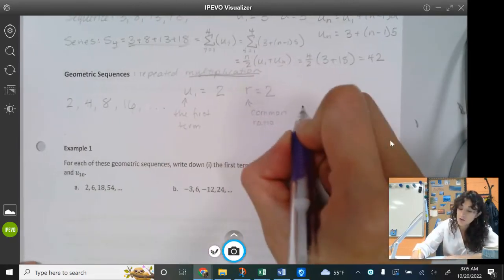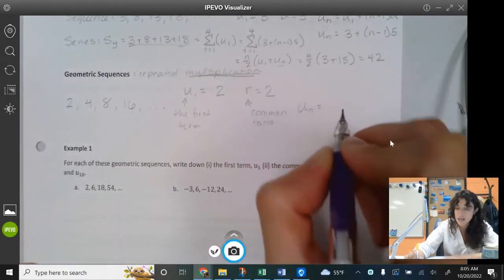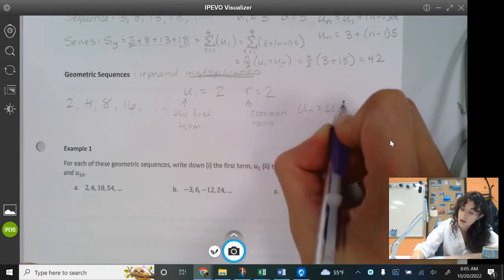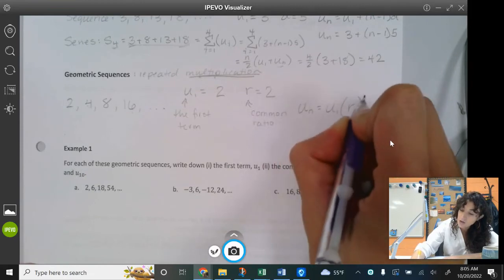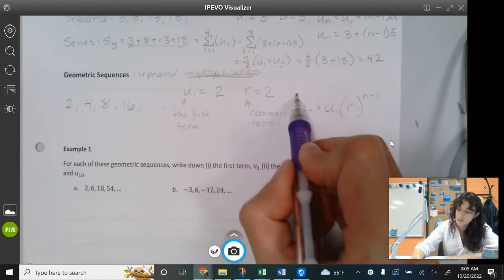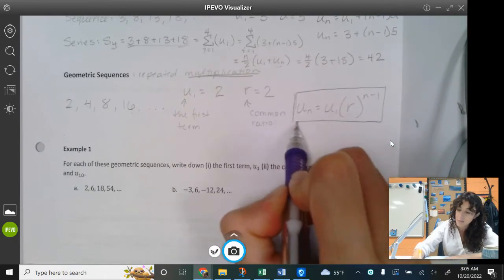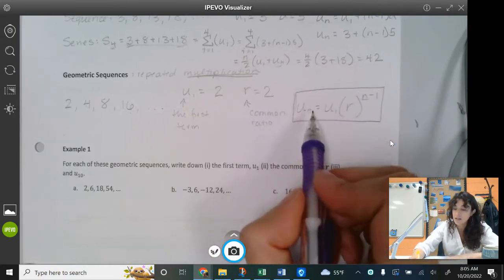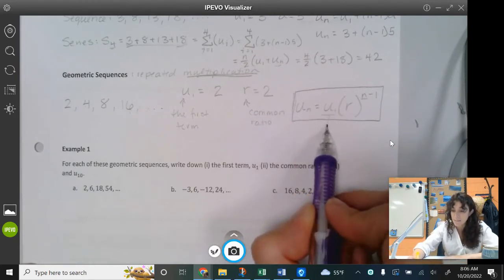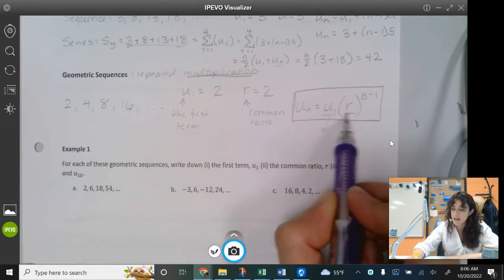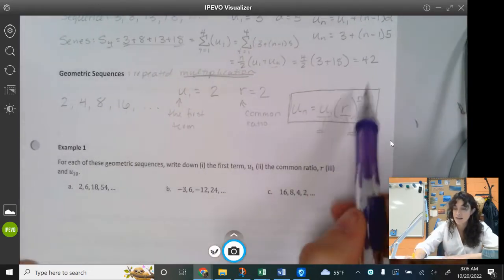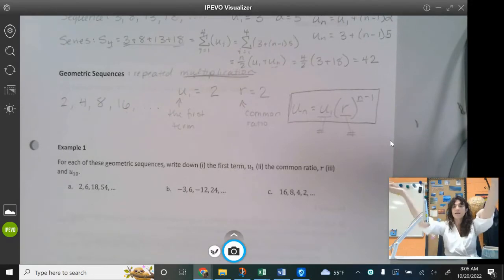We also have a formula for our geometric sequences, also in your formula packet. It's u sub n equals u sub 1 times r to the n minus 1. Remember that our n is our input, right? Like our x value. And then u sub n is kind of like f of x. So there will be a number for this guy, and there will be a number for this guy, is what it should be. And then n is kind of like our x.